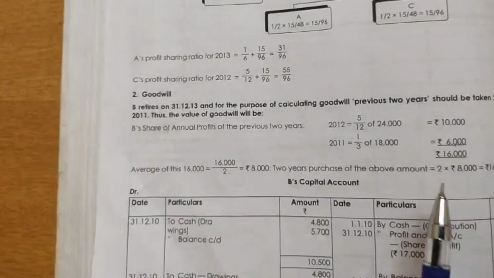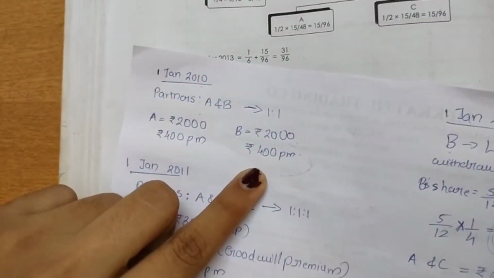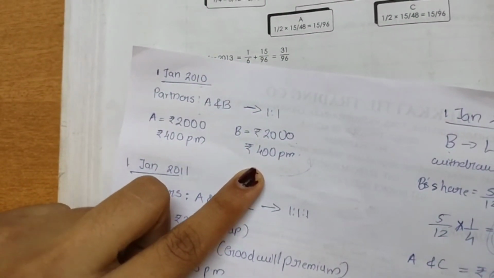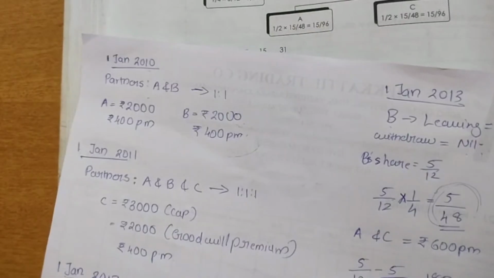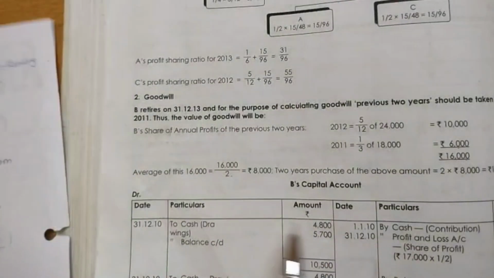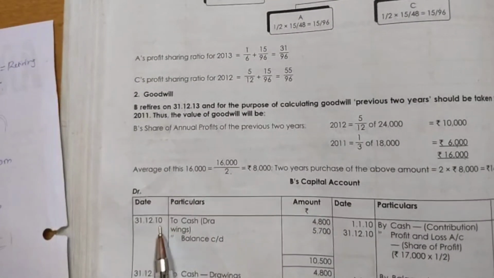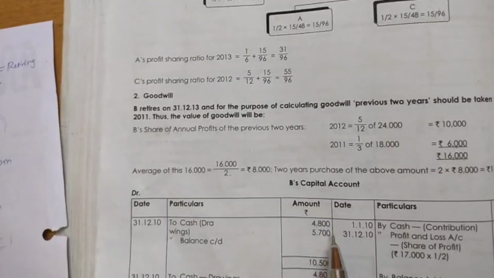Then what came? Then withdrawals. That is 400 per month. So into 12 you do it, and you will get how much? You will get 4,800. So 4,800 he is going to withdraw. That is 31st 12 2010. For 12 months we are calculating, right?